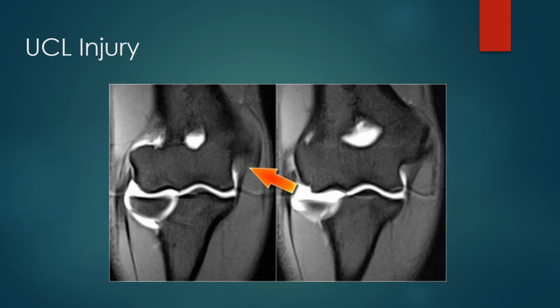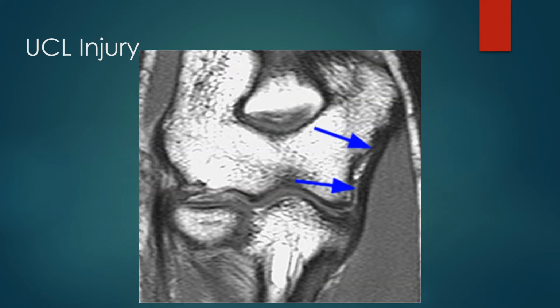So in this particular picture, this is a normal T2 weighted MRI. Note the increased signal intensity along the proximal aspect of the UCL, and that's considered normal for this particular area. So this may help visualize the path of the UCL a little better.